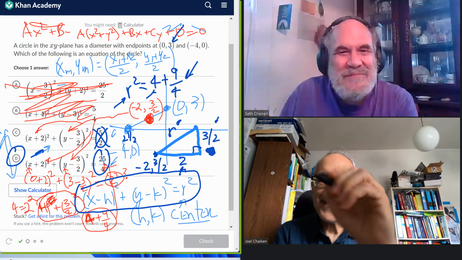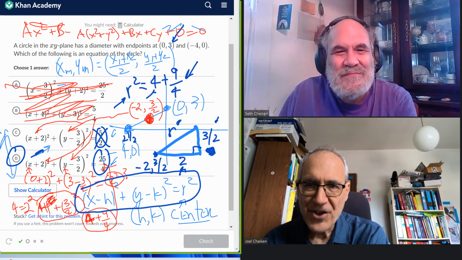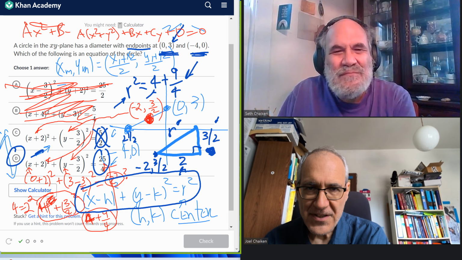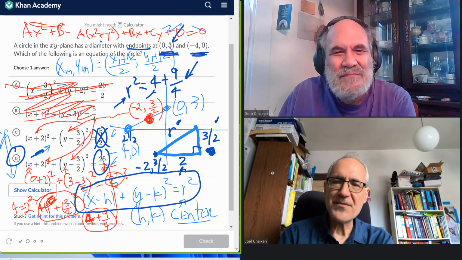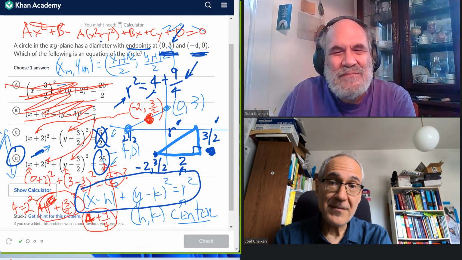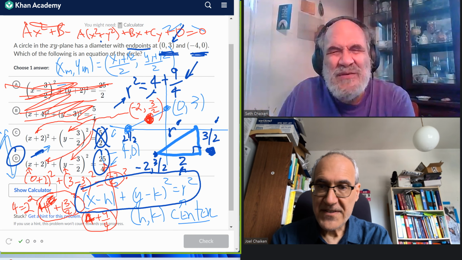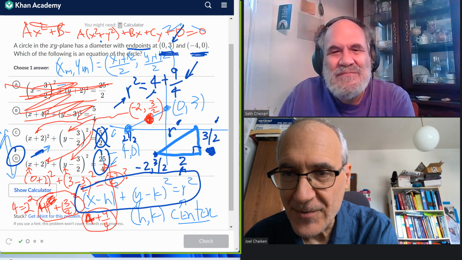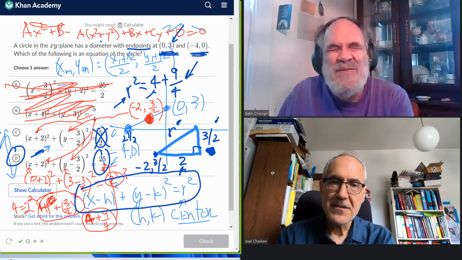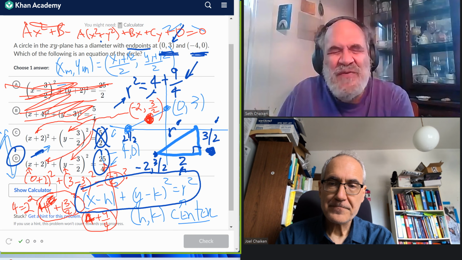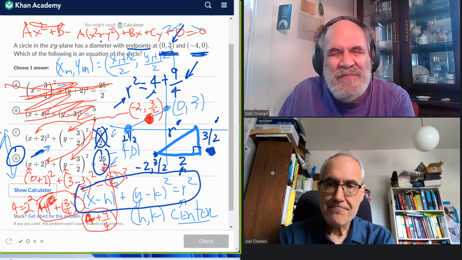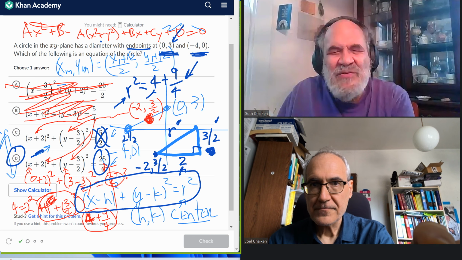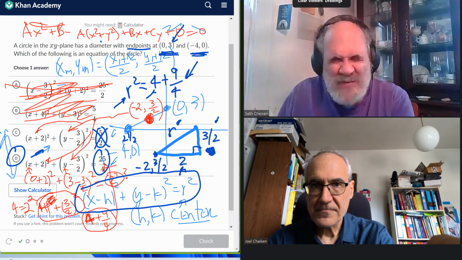But the other thing you need to know about a circle is the definitions. You have to know what an endpoint of a diameter of a circle is, and you also have to know what a diameter of a circle is. Because if you don't know those definitions, then you're not going to be able to pull the question together. Well, it says the endpoints of the diameter. So how do you find the center of the circle given the endpoints of one of the diameters?